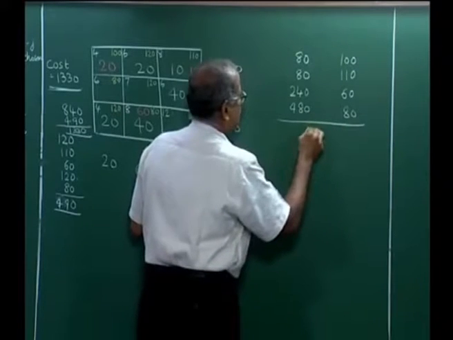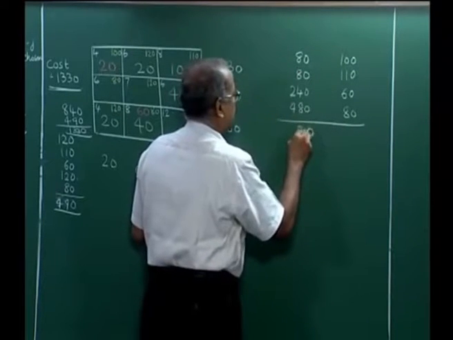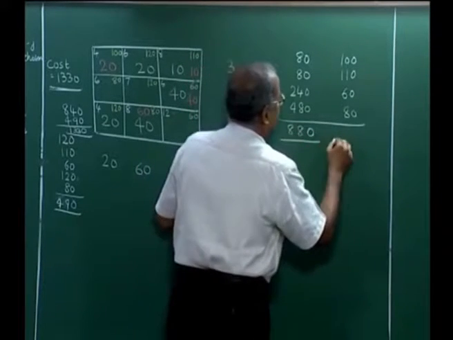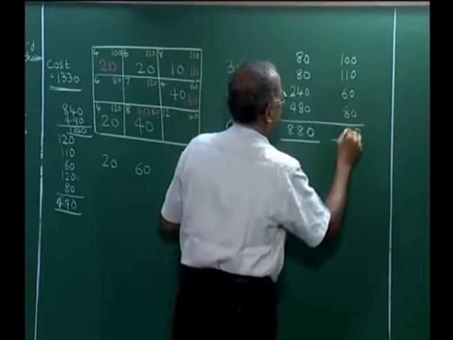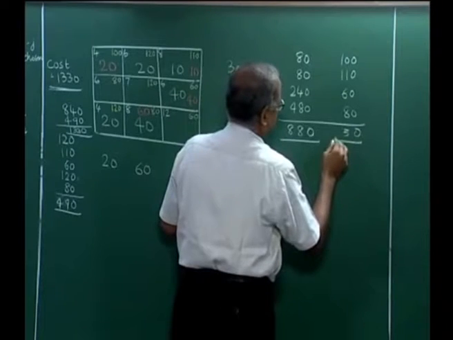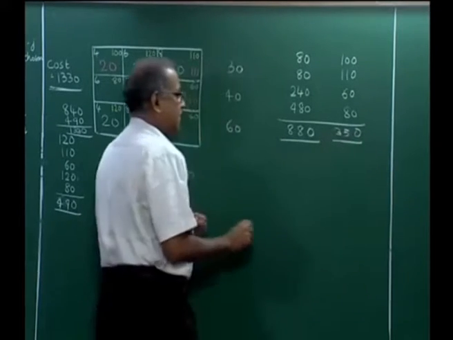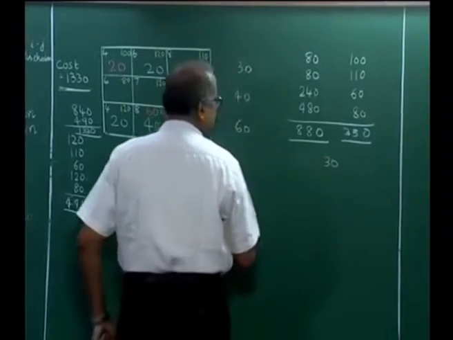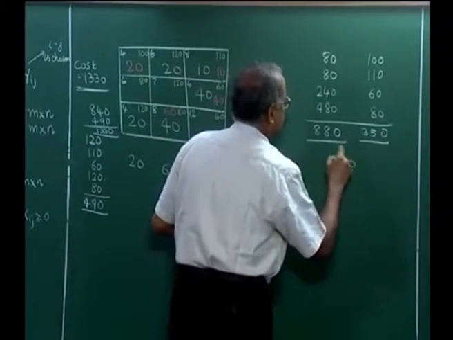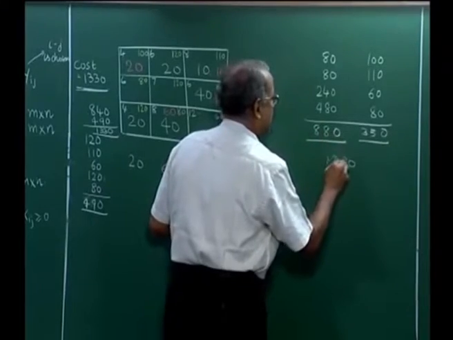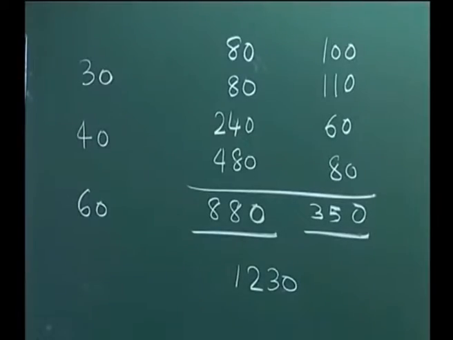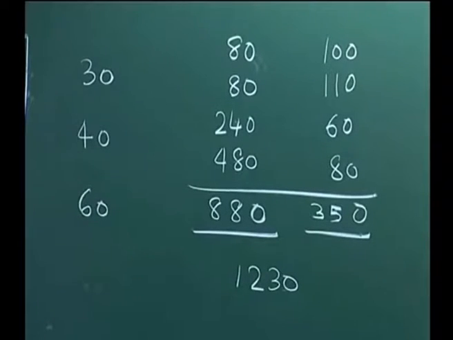So, now this will be 8 plus 4 12 20 28 to 880 and this will be 350. So, the total cost will be 1330. So, the cost will be 1230.